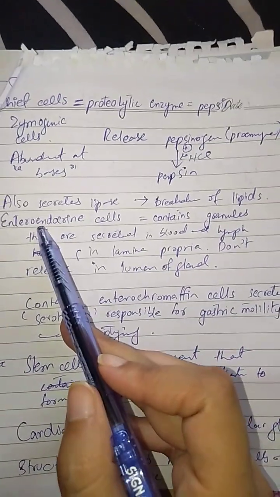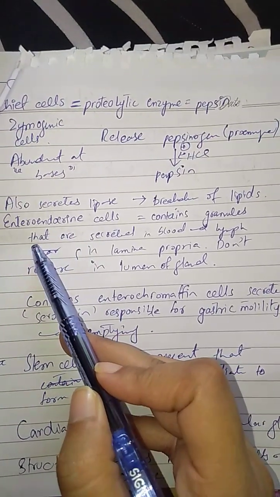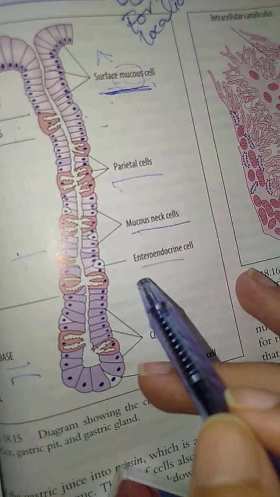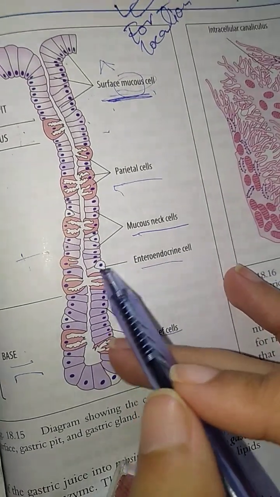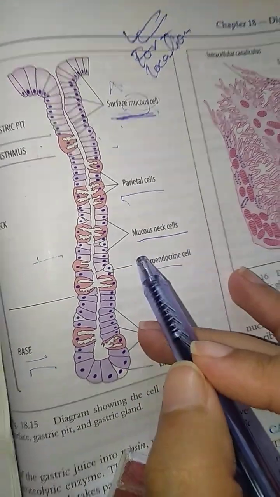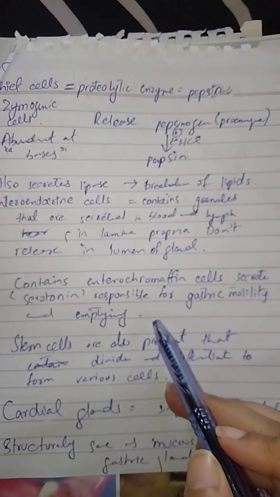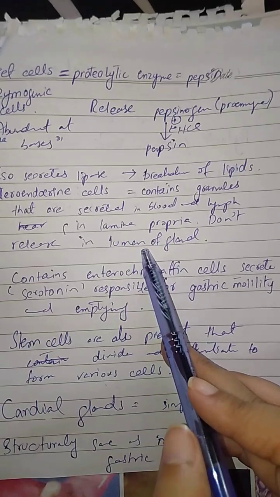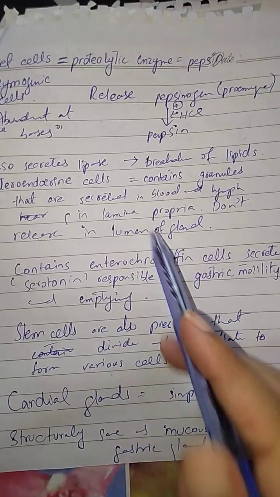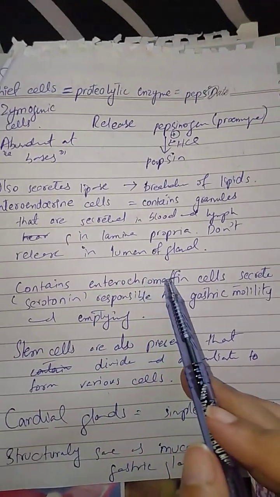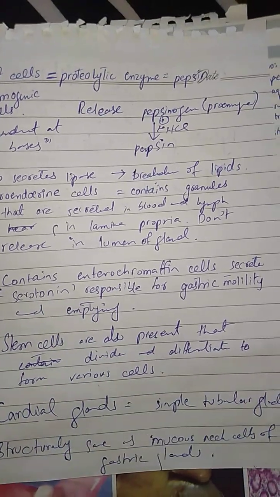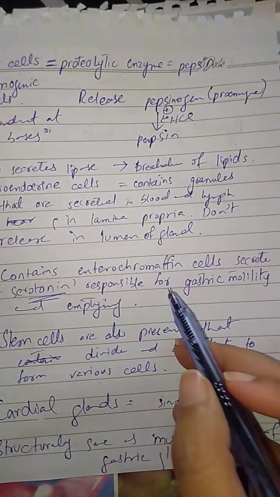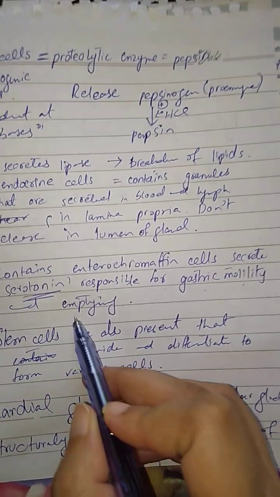Now come to the next cell, that is enteroendocrine cells. Now what are the enteroendocrine cells? You can see this circular small cell with the round nucleus in the center is actually the enteroendocrine cell. What is the function of the enteroendocrine cell? It contains granules, and it contains enterochromaffin cells that secrete serotonin. This is the most important point, that it secretes serotonin. Serotonin is responsible for gastric motility and gastric emptying.